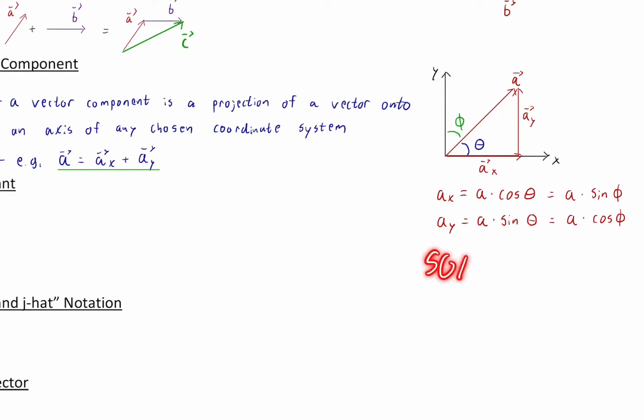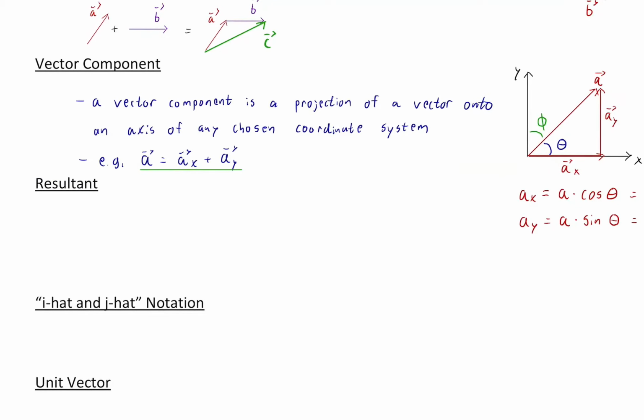SOHCAHTOA. All right? The idea that sine is opposite over hypotenuse, cosine is adjacent over hypotenuse, and tangent is opposite over adjacent.